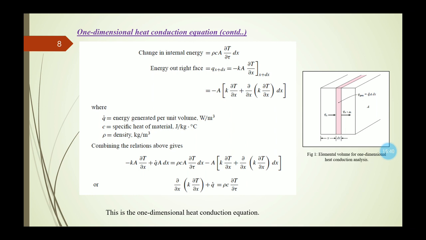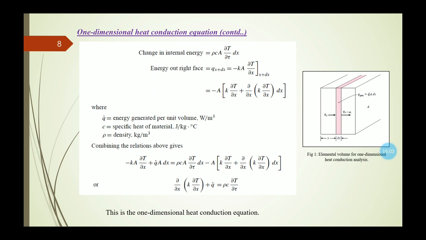Next, the energy out in the right face. What is the energy out in the right face? It is equal to Qx plus dx, where dx is the thickness of the elemental volume that we have considered. So Qx plus dx, that means the equation of Q, is minus KA dT dx, which we know from Fourier's law of heat conduction.